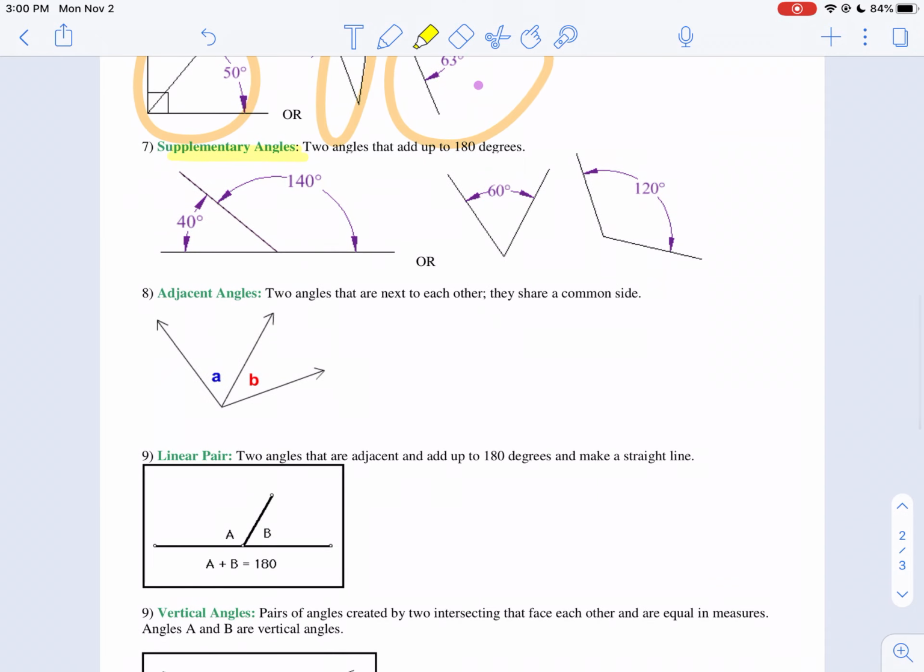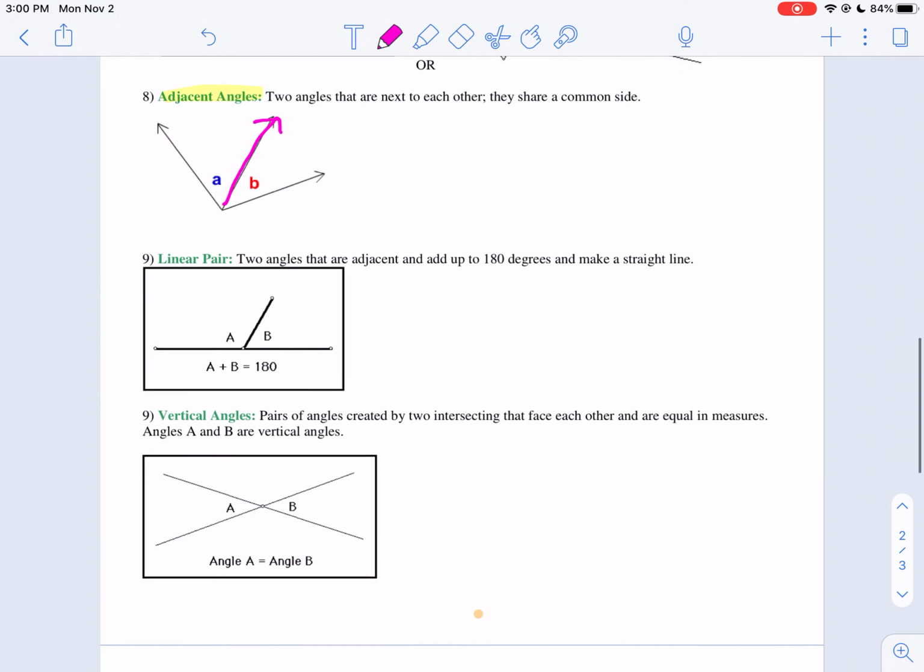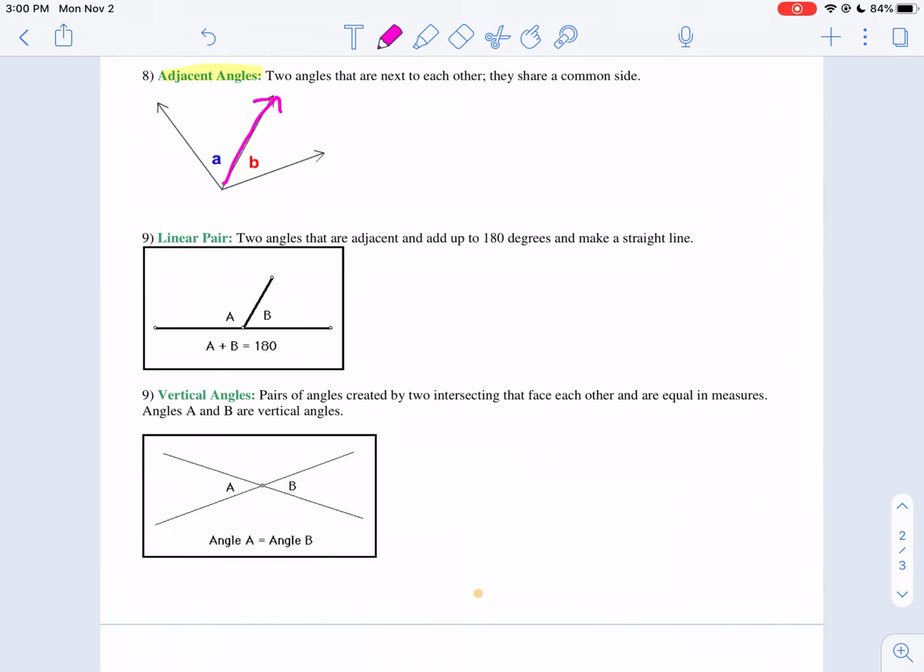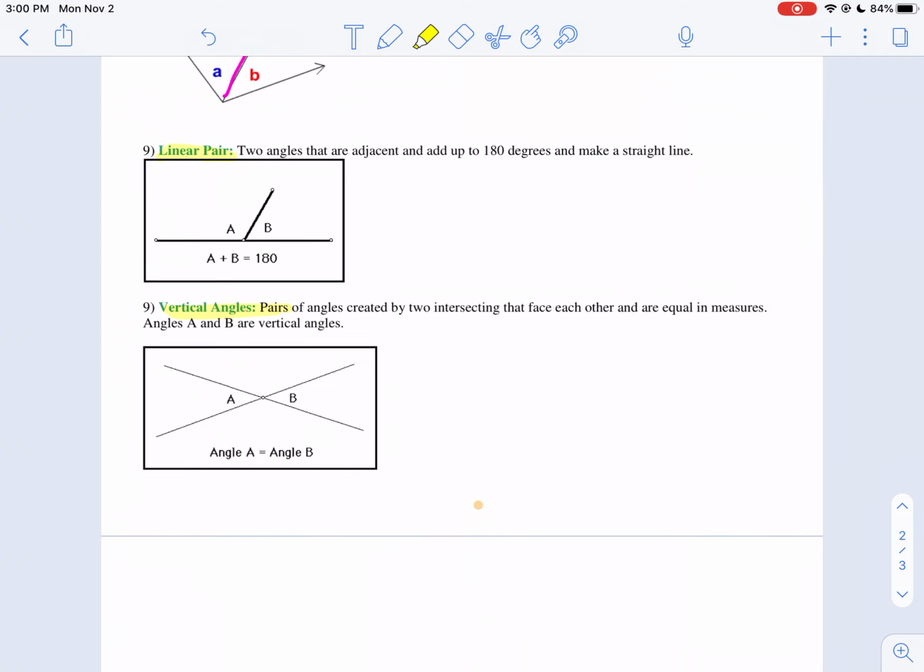The next one are adjacent angles. The only thing that adjacent angles share is a common side. Okay, so the common side is this one here in pink. So angle A and angle B share that common side. It's common to both of the angles. Linear pair. Okay, linear pair is basically two angles that are adjacent to each other and they add up to 180 degrees. They basically make a straight line. They must be adjacent. Okay, and the vertical angles are two angles that are equal in measure.